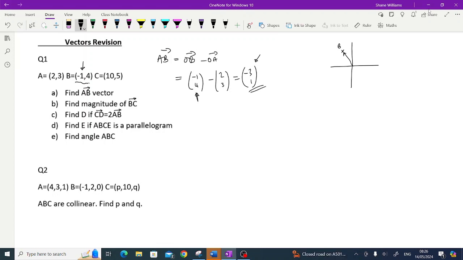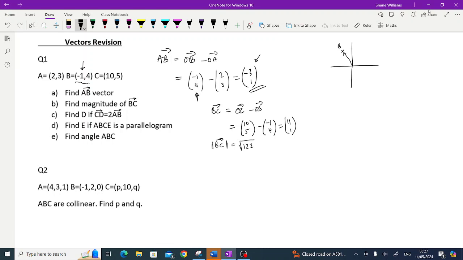That's part A done. Find the magnitude of BC. So to find BC, I do C minus B, which is going to give me 11, 1. And I want to find the magnitude of it. I can write that like this. You should know that notation. Sometimes you'll see it with double vertical lines like this. And that would be the square root of 11 squared plus 1 squared. And then you might need to simplify if necessary.